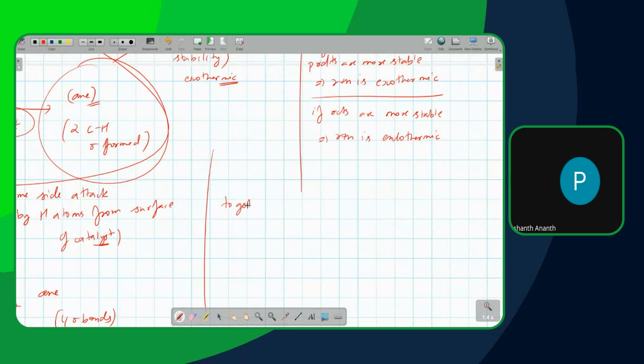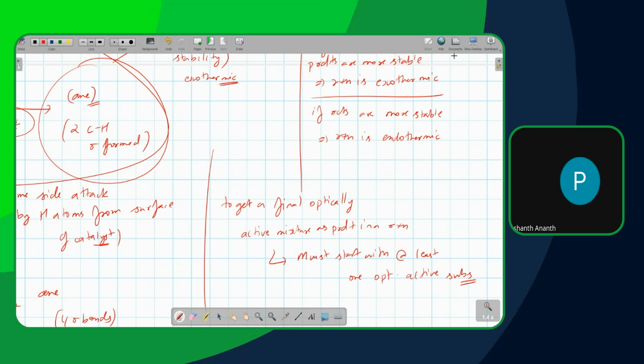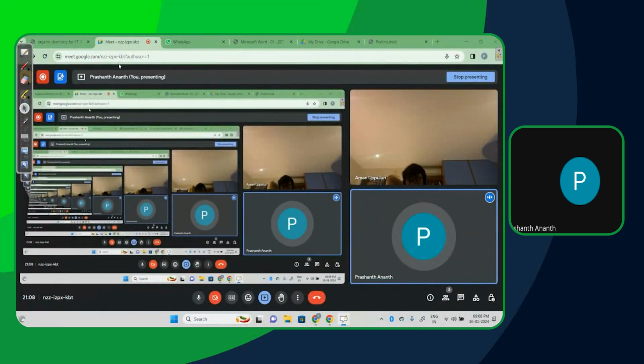To get a final optically active mixture as product in a reaction, you must start with at least one optically active substance. It cannot be something which is optically inactive. You cannot start with something which is.